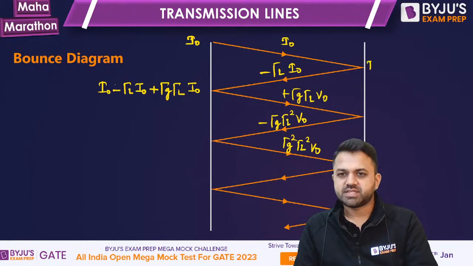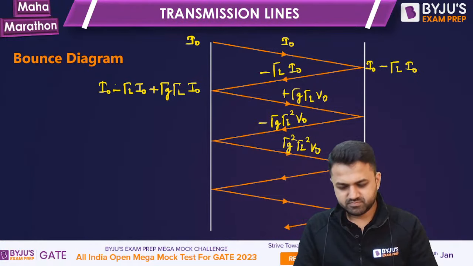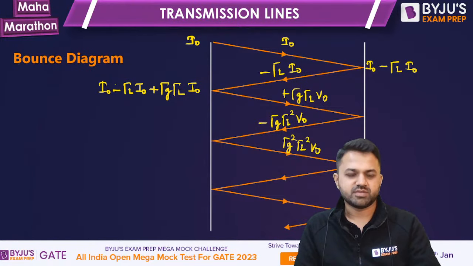Okay, so here it is, I0 minus gamma L into I0. This is for the current wave. Yes, this is for the current wave. The voltage bounce diagram and the current bounce diagram. This is the current bounce diagram.